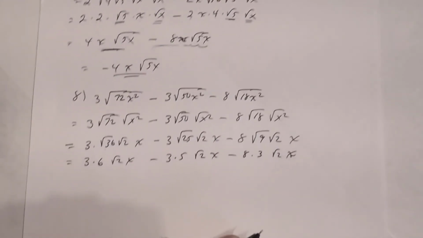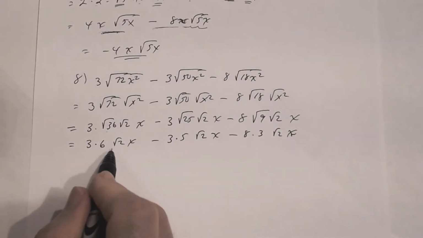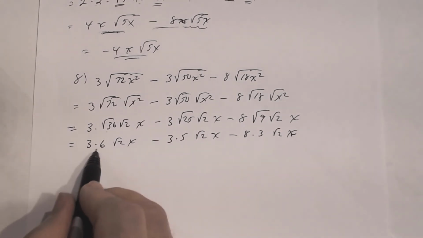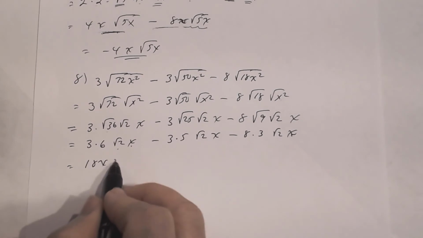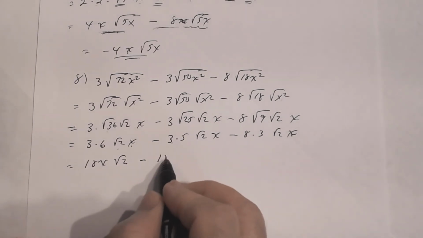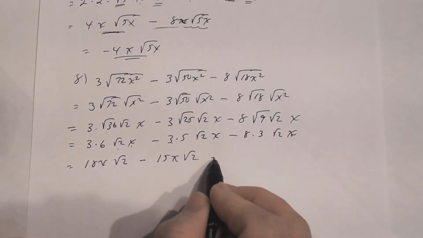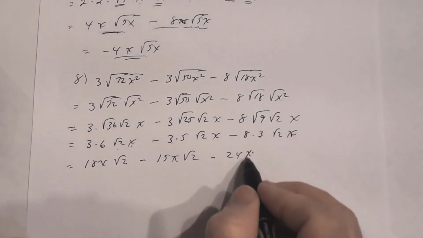All right, now let's write this a little bit better. So 3 times 6 is 18, and we're going to put the square root of 2 at the end. So I get 18 times x times the square root of 2. So 18x square root of 2. Minus 3 times 5 is 15. Same thing here. 15x square root of 2. Minus, and then 8 times 3 is 24. So I get 24x square root of 2.